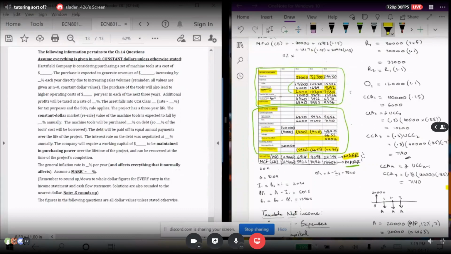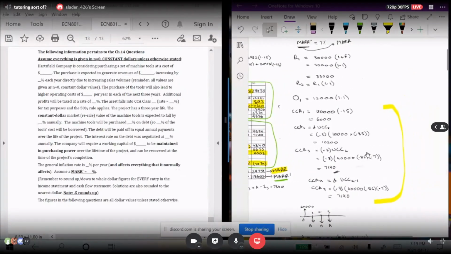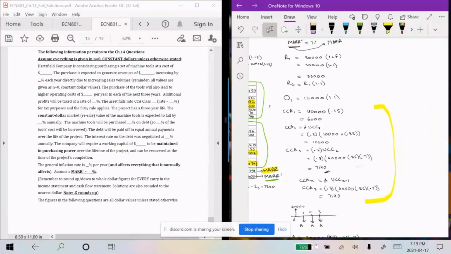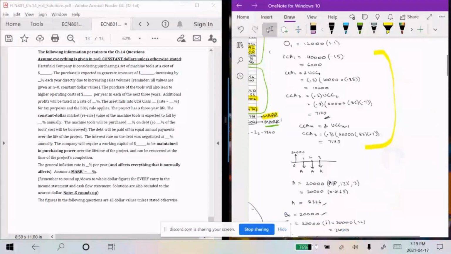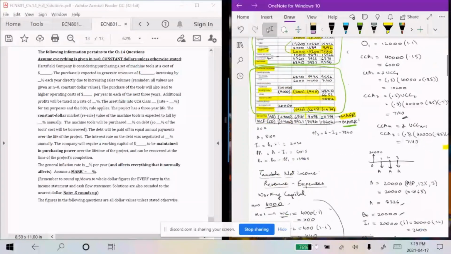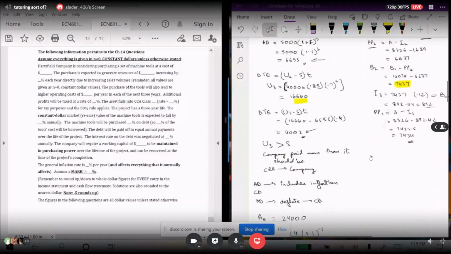Can you go to the depreciation part you did? Where you showed the relationship between that and the taxes. The disposal tax effect? Yeah, right there. This one, right?